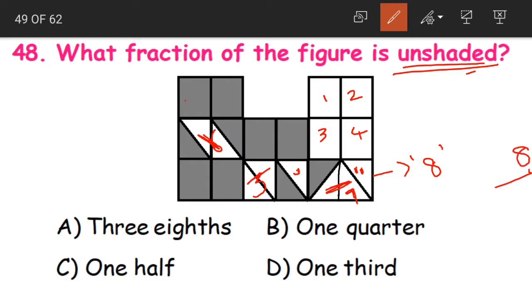So in total there are 8 unshaded blocks. And how many blocks do we have in total? 1, 2, 3, 4, 5, 6, 7, 8, 9, 10, 11, 12, 13, 14, 15, 16. In total we have 16 squares here, out of which only 8 are unshaded. Now this 8 by 16 can be represented as what, if it is reduced to its simplest form? Both 8 and 16 have 8 as their highest common factor.